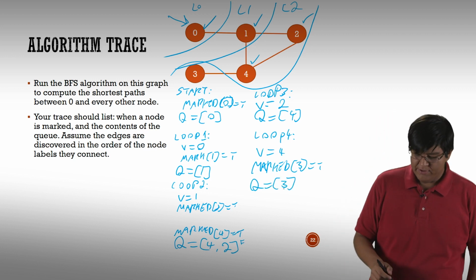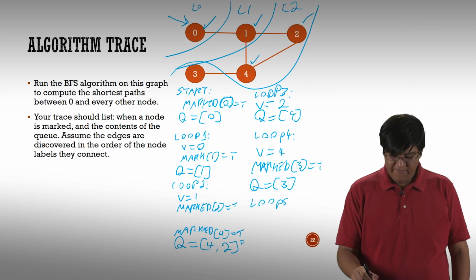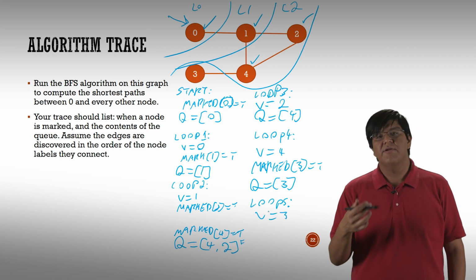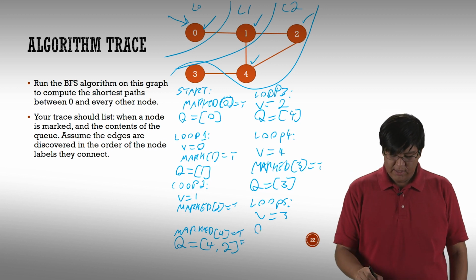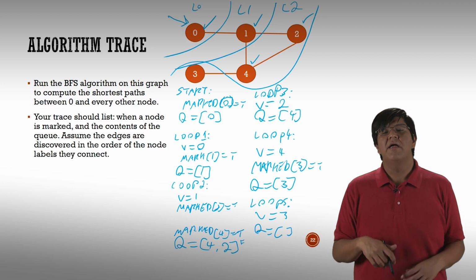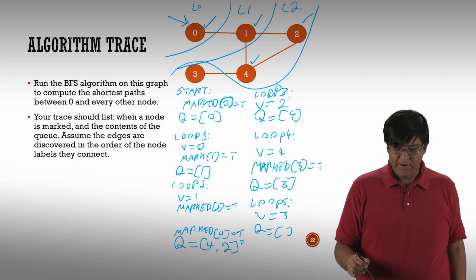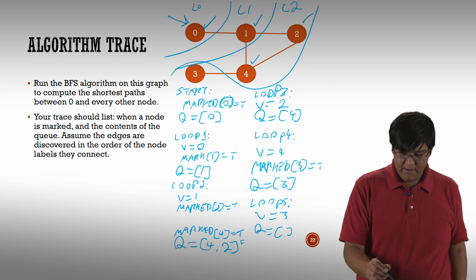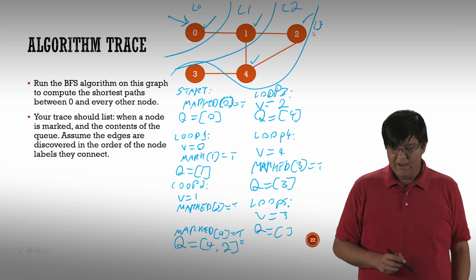Okay, and then I step out again and do another loop, loop 5. In this case, V equals 3. 3 doesn't have any neighbors that are unmarked, so there's nothing to do, and I don't add anything to the queue. The queue is empty, and so then I complete and it just exits out. I'm done going through this. And I have my 4th layer there, so this one over here, I'll call this L3.